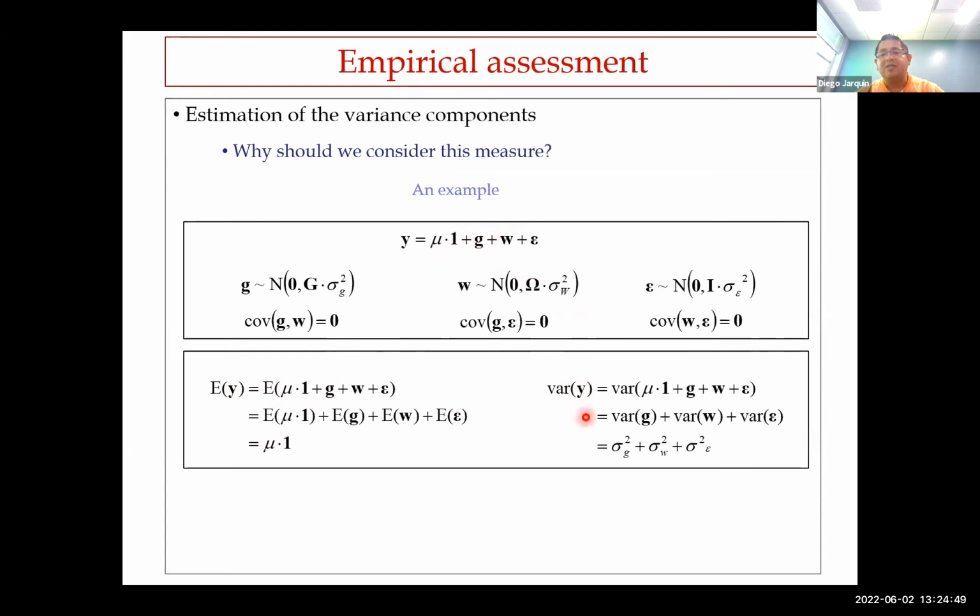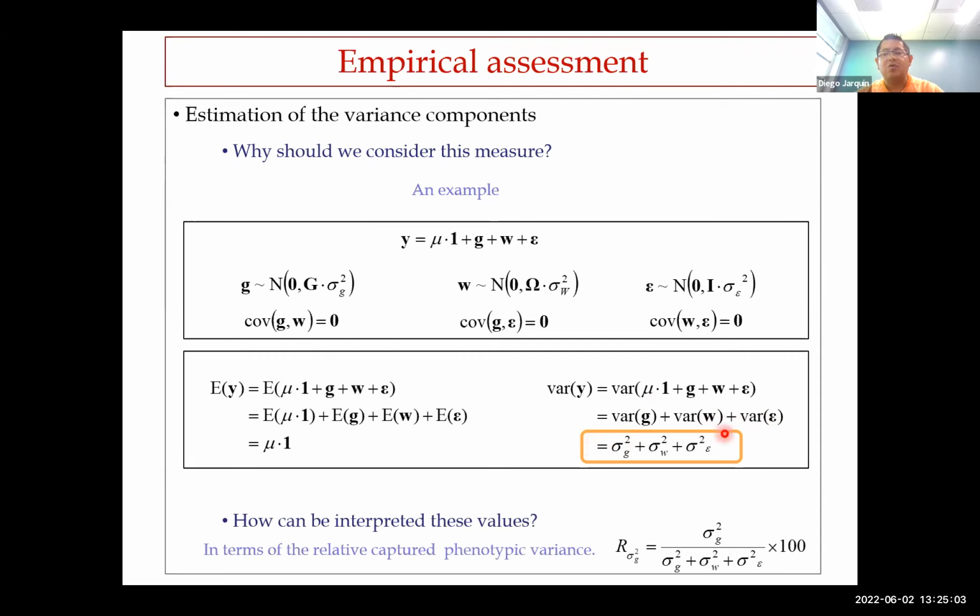So the variance of y is equal to the variance of g plus, assuming these are independent, the variance of w plus the variance of e. So this is equal to the sum of the three variance components. From here, we can assess how much of the variability we are observing in fields is explained by the genetic component, for example. So we divide this variance component by the total amount of variability that we are observing in fields times 100. That's just a side note.